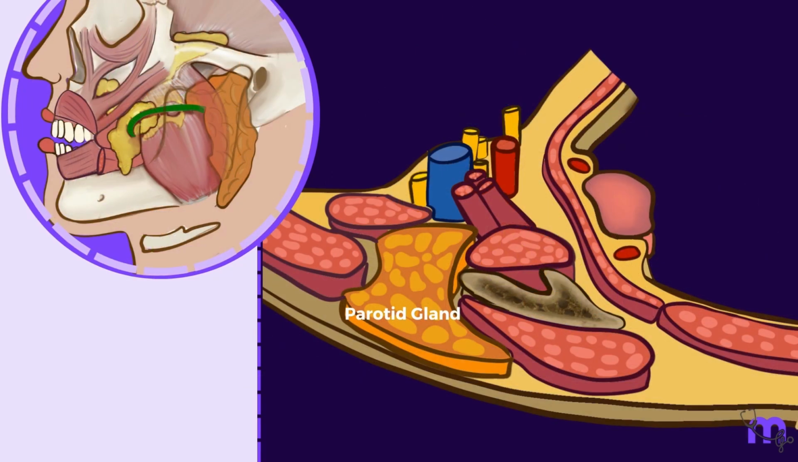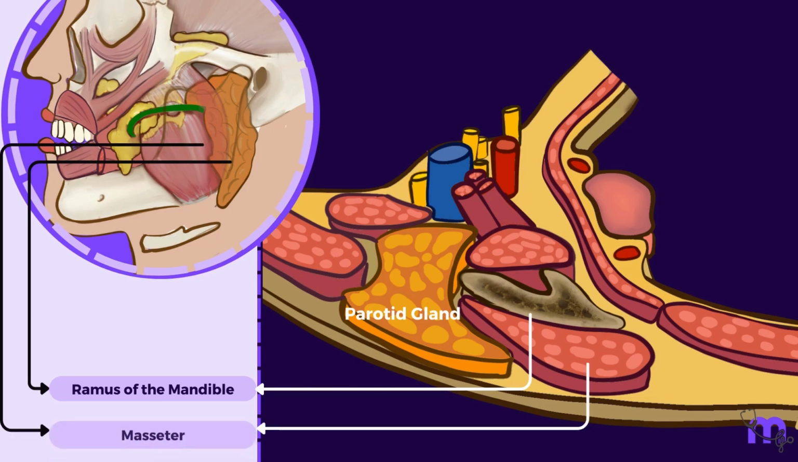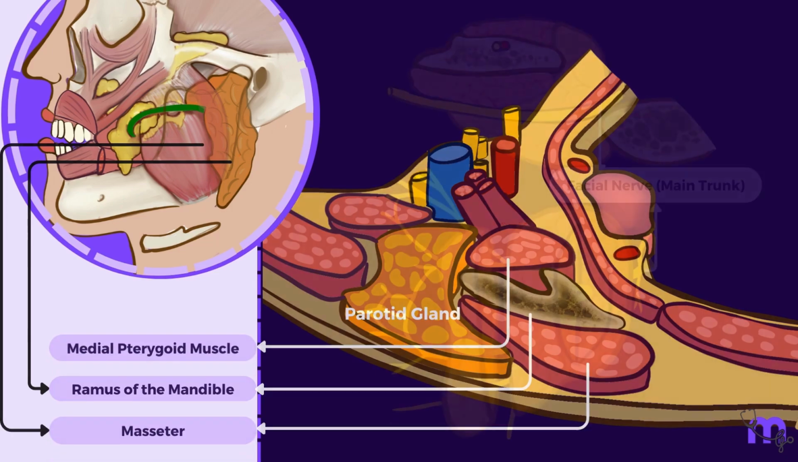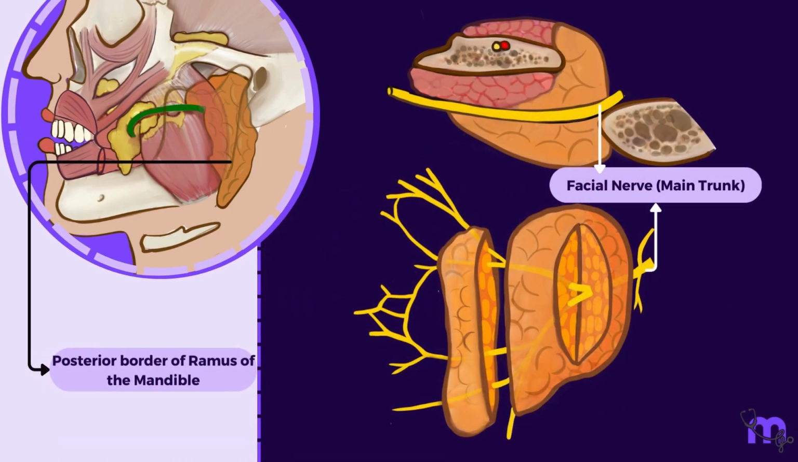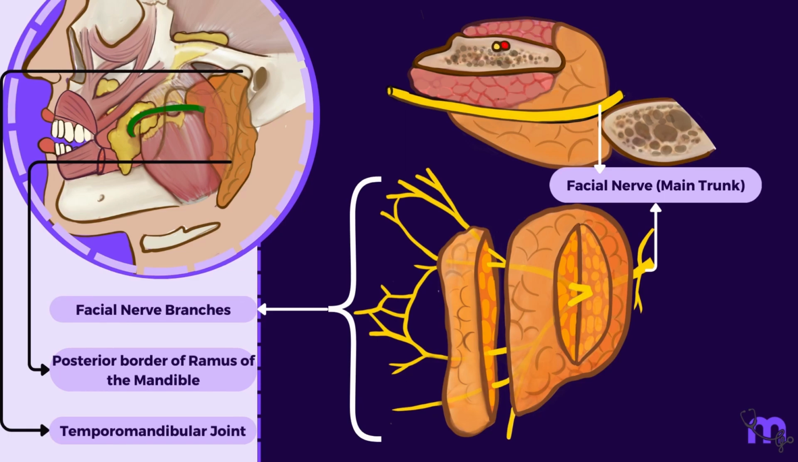Moving on to the anteromedial surface. It presents a groove formed by the posterior border of the ramus of the mandible. It is related to the masseter, medial pterygoid muscle, posterior border of the ramus of the mandible, and the temporomandibular joint. The branches of the facial nerve emerge on the face from underneath the anterior margin of this surface.